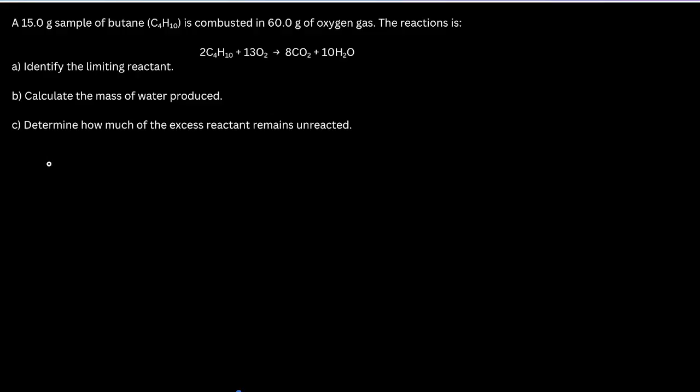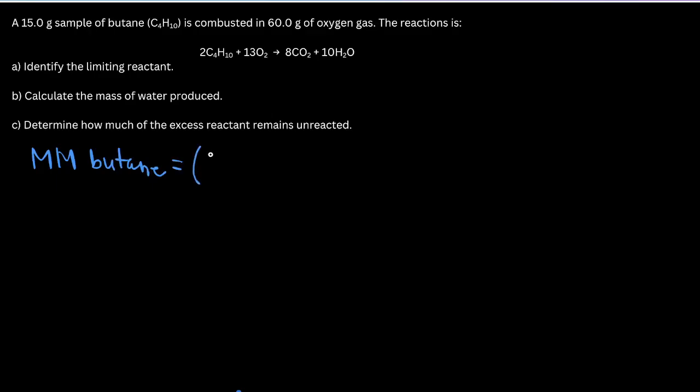Well, we start by converting both the reactants to moles. We're given that we have 15 grams of butane and 60 grams of oxygen. So how do we convert from grams to moles? Well, we need the molar mass. So first, we'll start by calculating the molar mass of butane. How do we go about doing this?